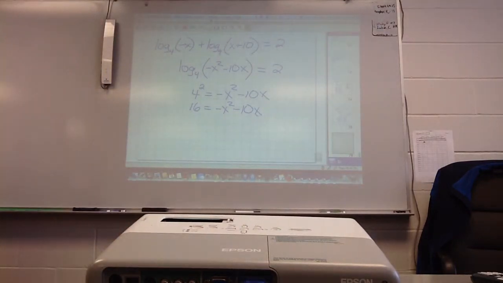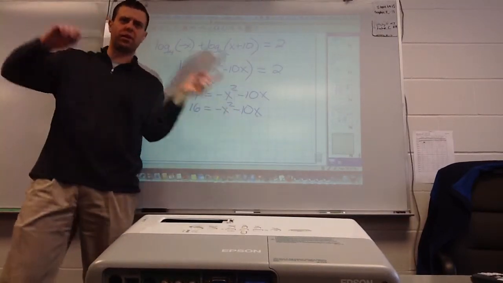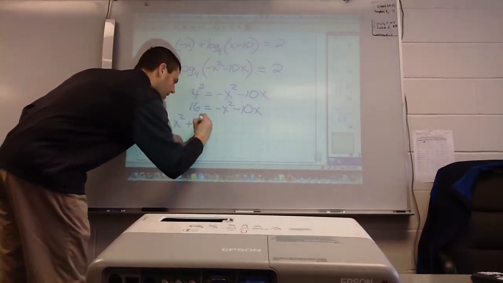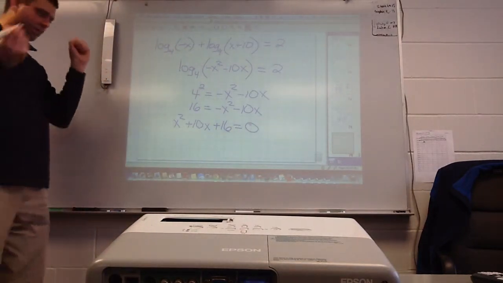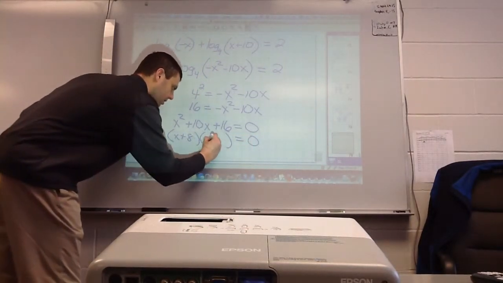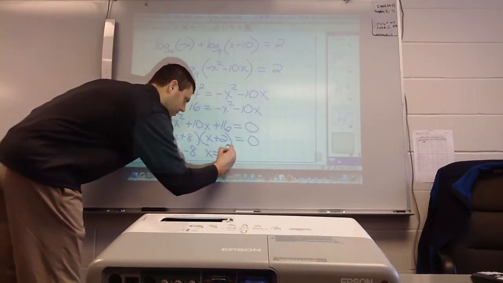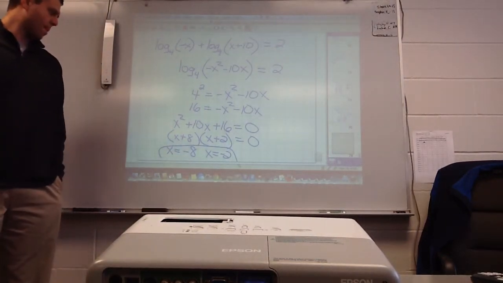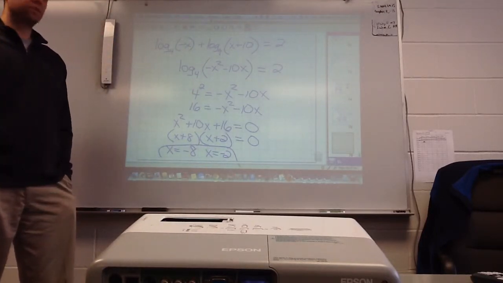That's a quadratic equation. Anytime you have a quadratic equation, you want to set it equal to 0. I don't want to deal with a negative x squared, so I'm going to move everything over to that side of the equal sign. That gives me x squared plus 10x plus 16 equals 0. 8 and 2. Factor it: x plus 8, x plus 2. So x equals negative 8 and x equals negative 2. You can check both answers if you want. They both work in this case.